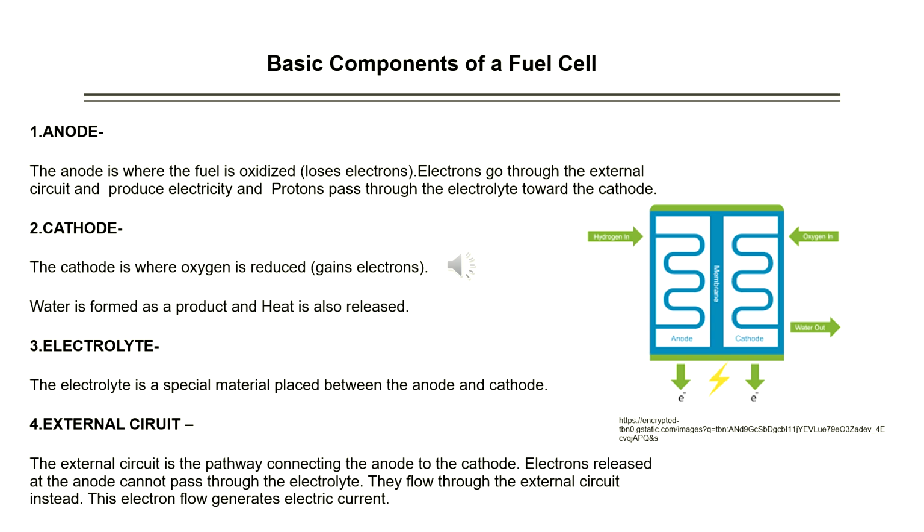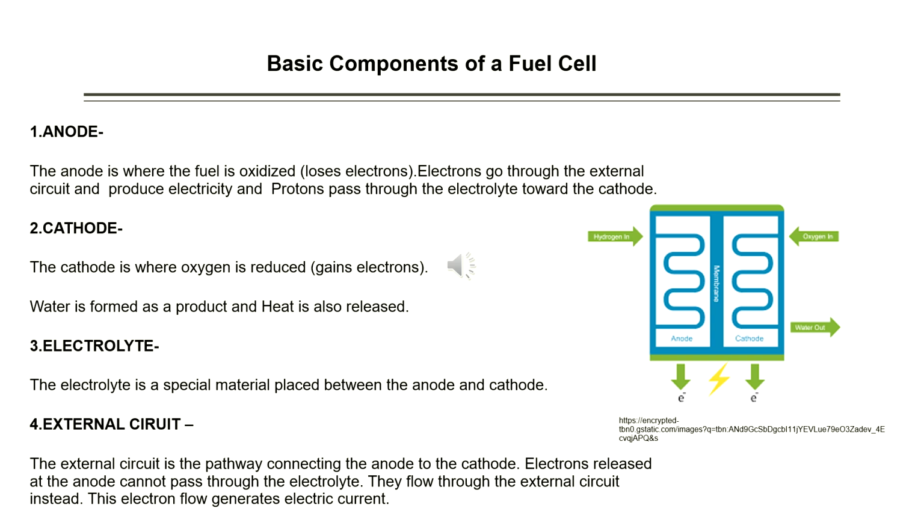Then the third one is electrolyte. Electrolyte is a special material placed between the anode and cathode. You can see the picture here, in which it is mentioned as membrane, which is nothing but the electrolyte. This conducts ions between anode and cathode. These electrolytes do not allow electrons to pass through. This electrolyte can be a polymer, membrane, liquid or solid material.